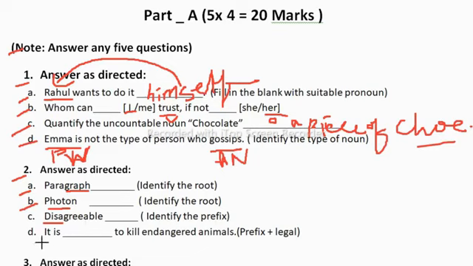D. It is dash to kill endangered animals. Here you have to add a prefix. Legal is already there. So what can we add? Which prefix can we add to make it a proper word? We can add the prefix ill, I-L. So it is illegal to kill endangered animals. Now let's see the next one.